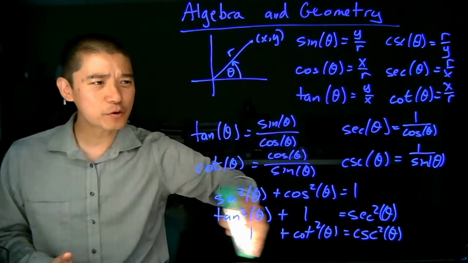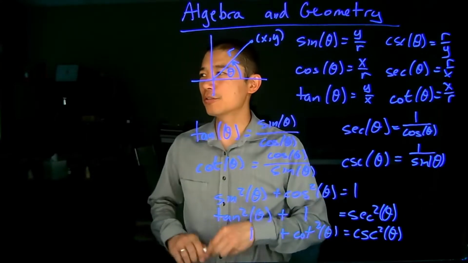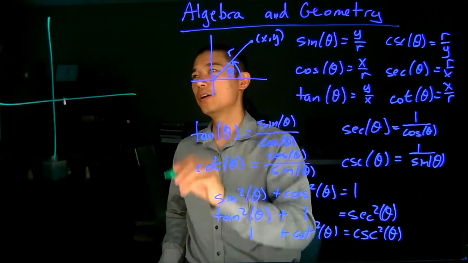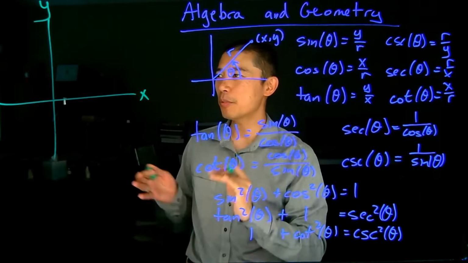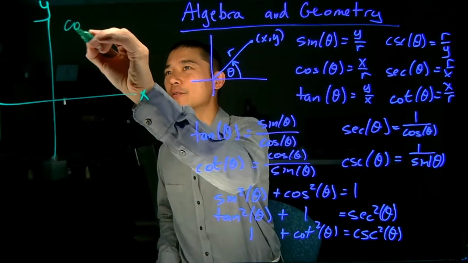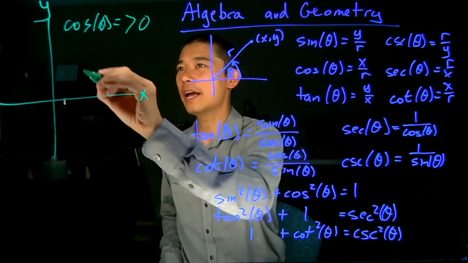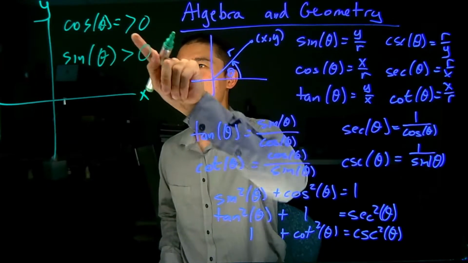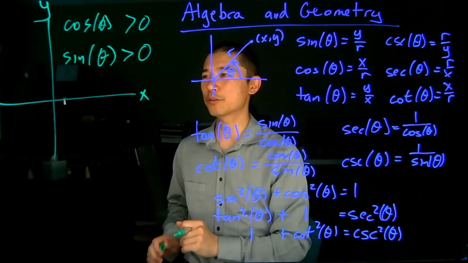There's even more to the picture than this. And so what I'm going to do is scoot over and draw a coordinate plane. And let's just think about this coordinate plane for a moment. Remember that we thought about where the sine and cosine functions were positive or negative. So cosine of theta was positive in the first quadrant, as was sine of theta. So both sine and cosine are positive in the first quadrant.